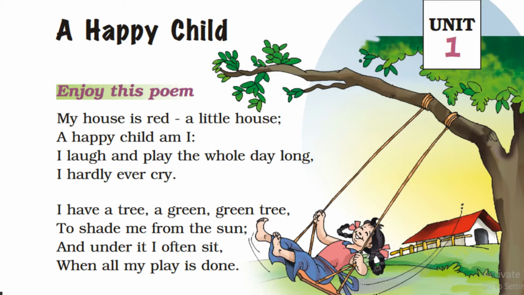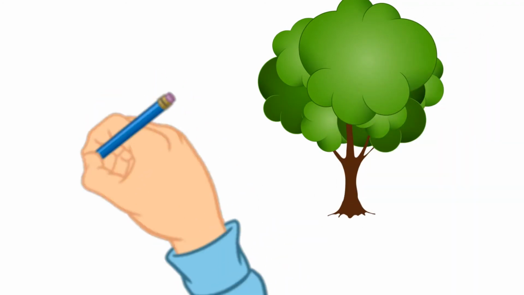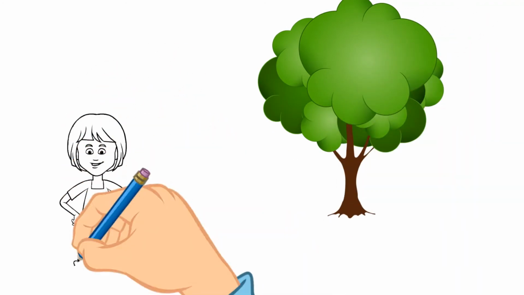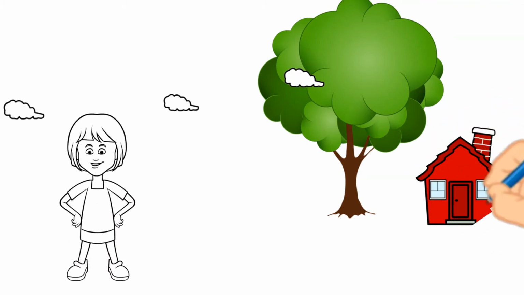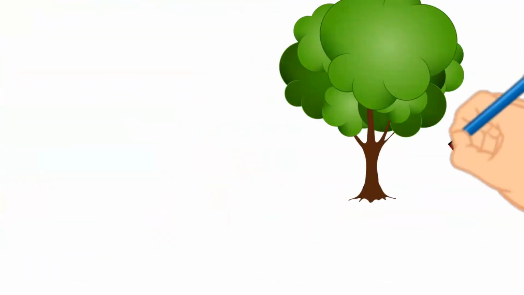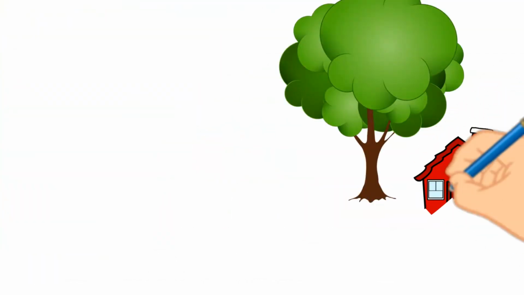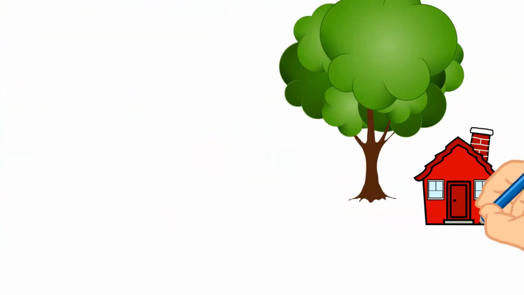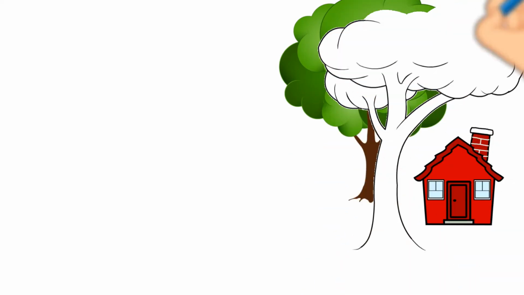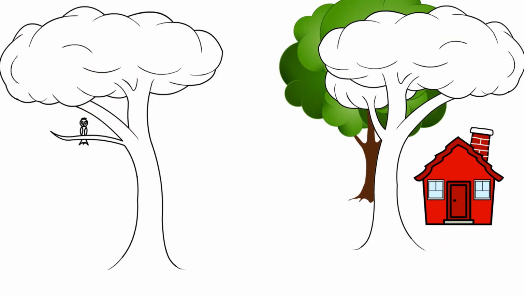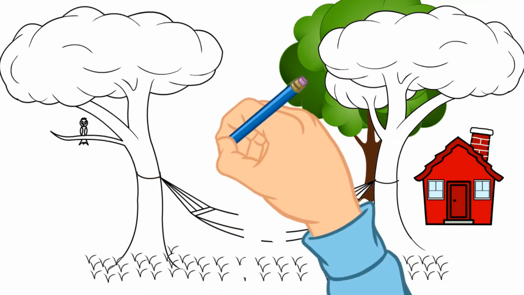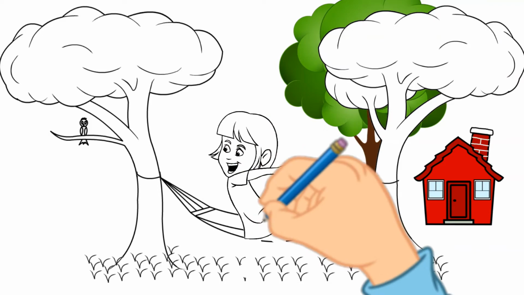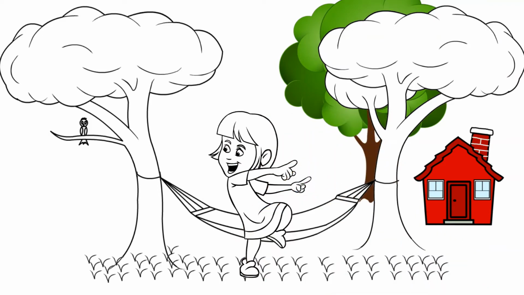And the meaning of the whole stanza is, there is a girl and she has a house. It is a little house. The color of the house is red. And she enjoys her whole day. She laughs and plays the whole day long. And she hardly ever cries. And she calls herself a happy child. So there is a heading, A Happy Child, to this poem, right?